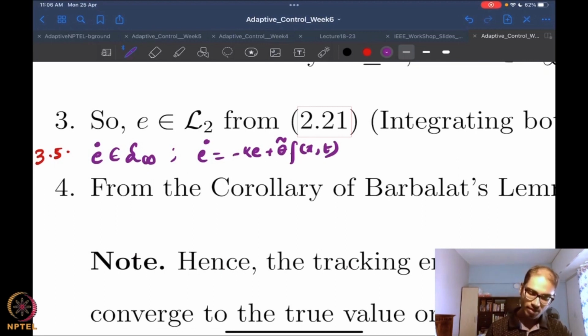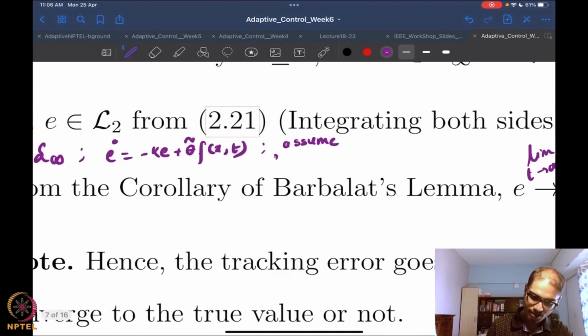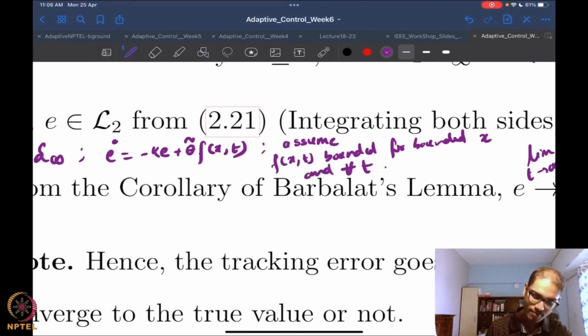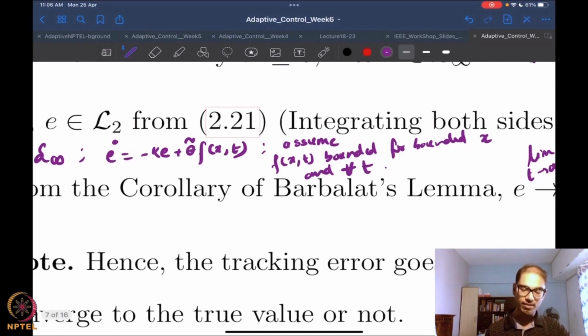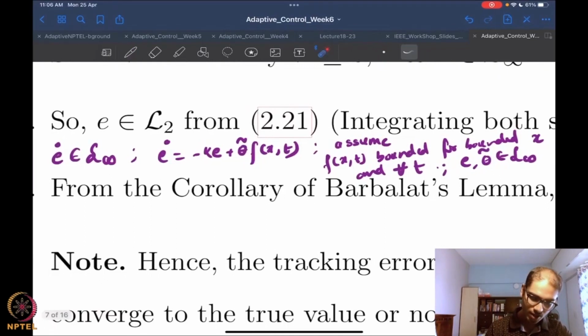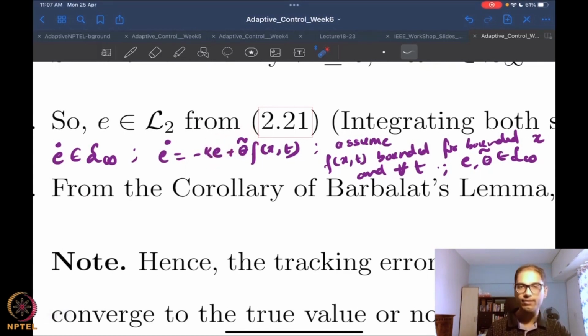Okay. So if I assume F of x, t is bounded for bounded x and for all t, I already know that E and theta tilde are bounded. So I know that E is bounded, therefore KE is bounded. I know theta tilde is bounded.